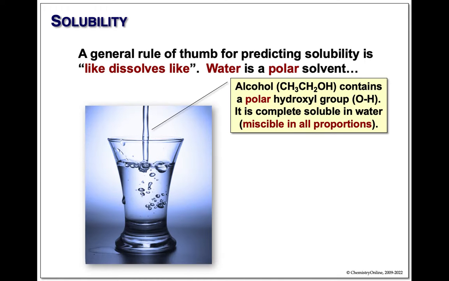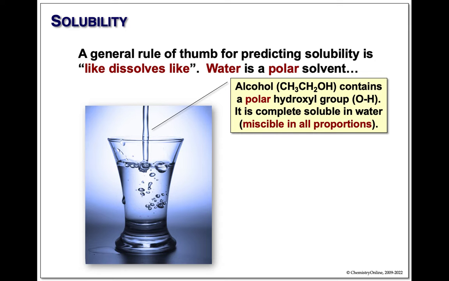What is soluble in what? It's a very simple rule of thumb. Like dissolves like. When we're speaking of like and not like, we're speaking of polarity. We just saw that water is a very polar solvent. Things that are polar will dissolve in water. Ionic compounds, for example, dissolve in water.